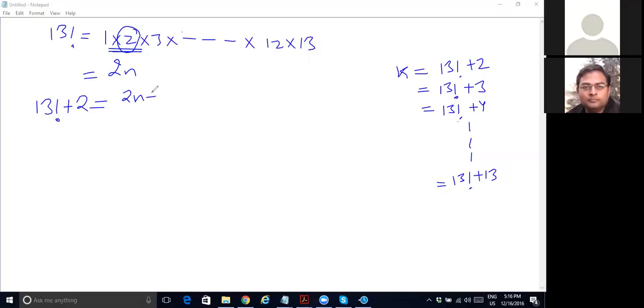Plus 2. Now, if 13 factorial is 2n, what is 13 factorial plus 2? It is 2n plus 2, which I can take a 2 common. 2 into n plus 1. Now, when I'm writing n here, it means an integer value. To an integer value, if I'm adding 1, that means this complete n plus 1 will be an integer value. 2 into some integer value. That means 2 is a factor of 13 factorial plus 2. That means 13 factorial plus 2 is not a prime number.